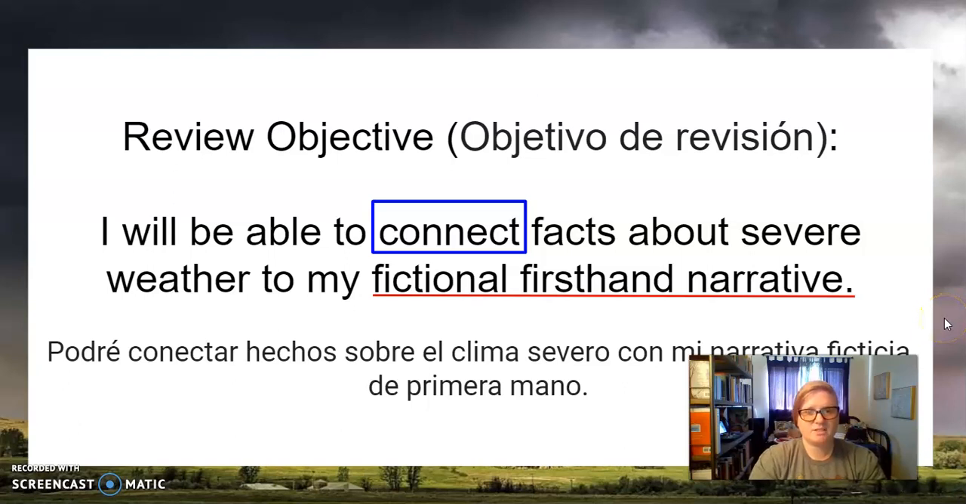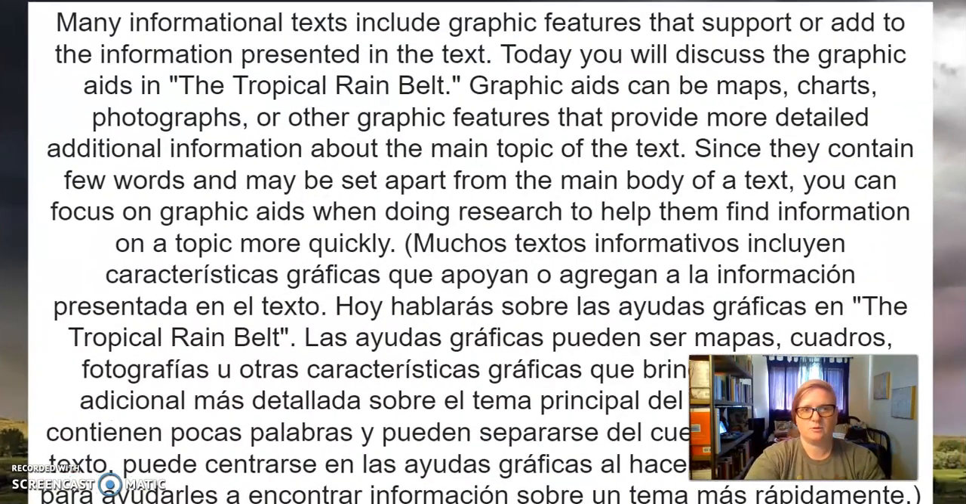All right, so for English Language Arts today, here's our objective. I will be able to connect facts about severe weather to my fictional firsthand narrative. Before we get started on talking about our fictional firsthand narrative, we're going to talk a little bit more on research and graphic features. So many informational texts include graphic features that support or add to the information presented in the text. Today, you will discuss the graphic aids in the tropical rainbelt.